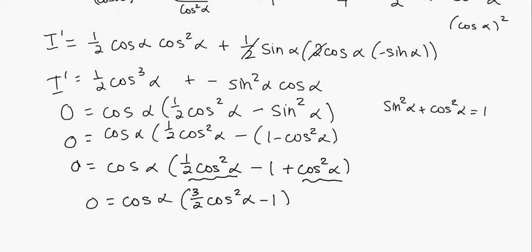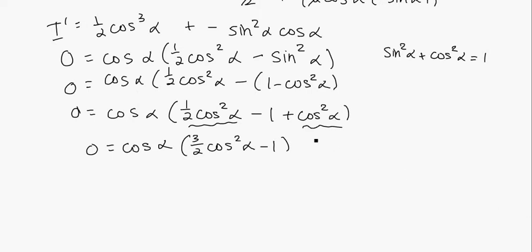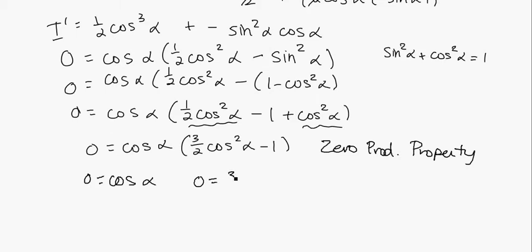Okay, so I have a product of 2 terms equals 0. So by the 0 product property, I have that either cosine of alpha is equal to 0, or 3/2 cosine squared alpha minus 1 is equal to 0. Okay, I'm looking for all solutions that make sense in the terms of this problem. Remember, alpha is this angle of the light hitting the table. So my solutions to this equation in general would be things like pi over 2 or 3 pi over 2.